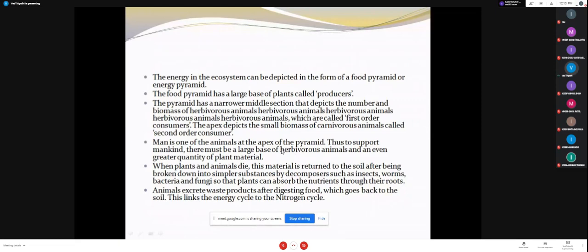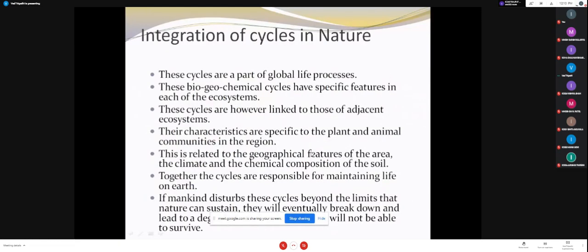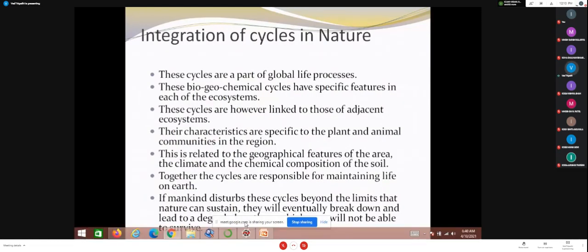So this we have discussed, and there is an integration of cycles. Whatever cycles we mentioned: carbon, nitrogen, oxygen, sulfur, phosphorus. All these cycles are integrated, and they are dependent upon each other. They are known as biogeochemical cycles.